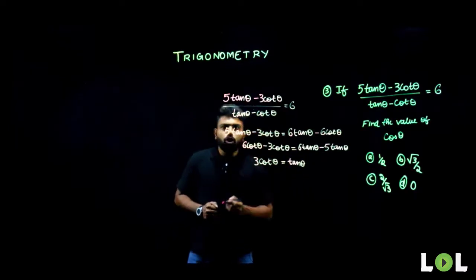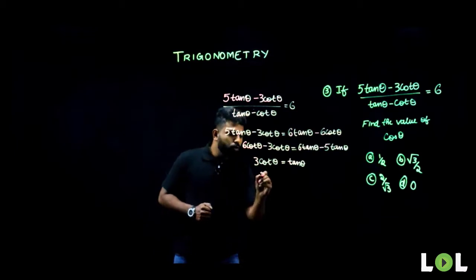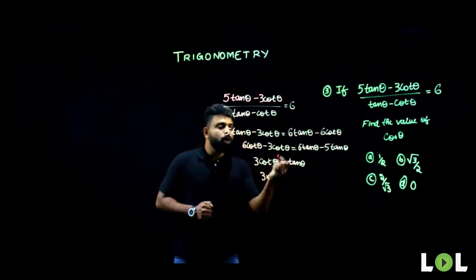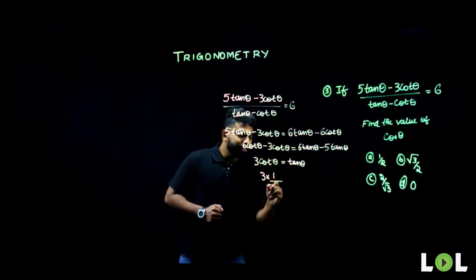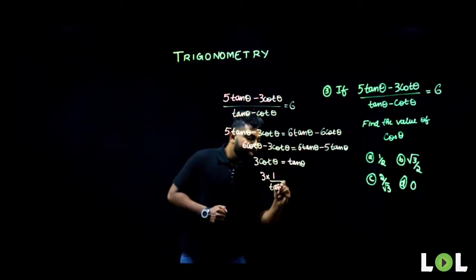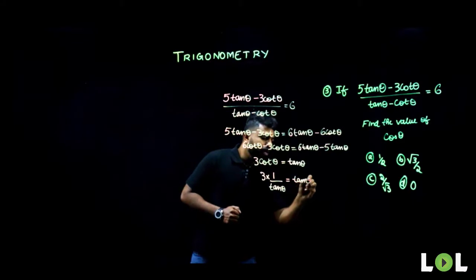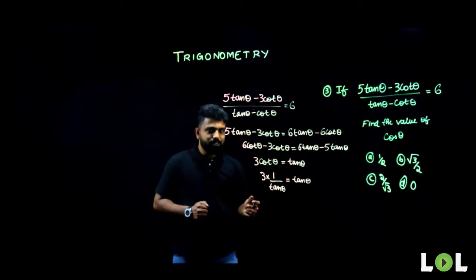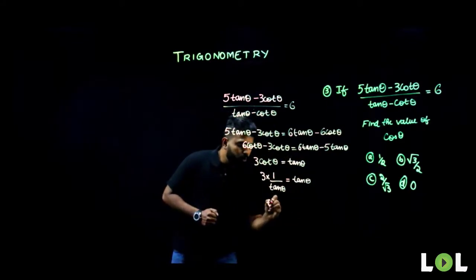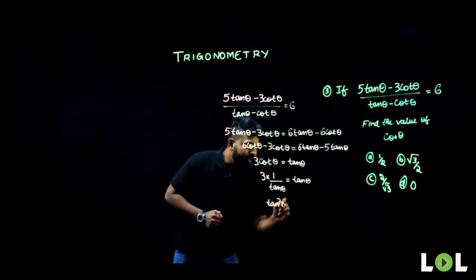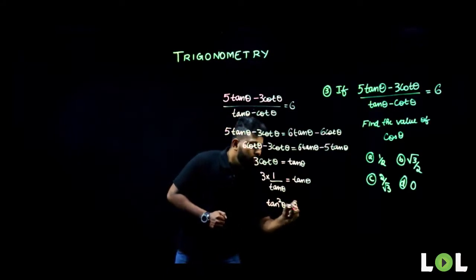Now, how can I write cot theta? I've already told you that cot theta is nothing but the inverse of tan theta. I can write this as 1 by tan theta, which will be equal to tan theta. Now, if I take my tan theta to the other side, what will I be left with? I'll be left with tan square theta equal to 3.